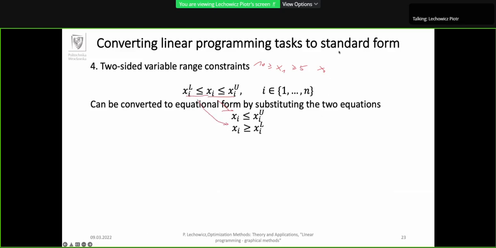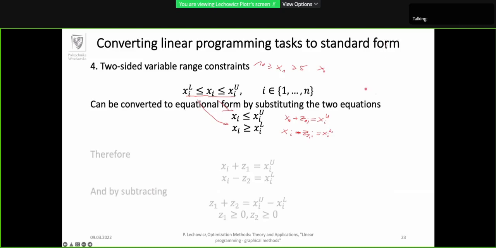And again, we are introducing the slack variables. Maybe xi plus z1i equal to the upper bound, xi minus z2i equal to xi lower bound, right? So this is exactly this. We are introducing two slack variables.